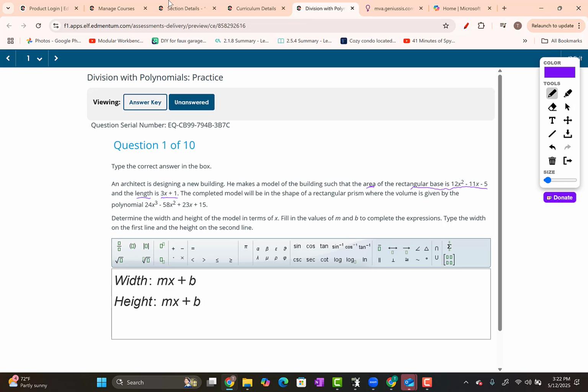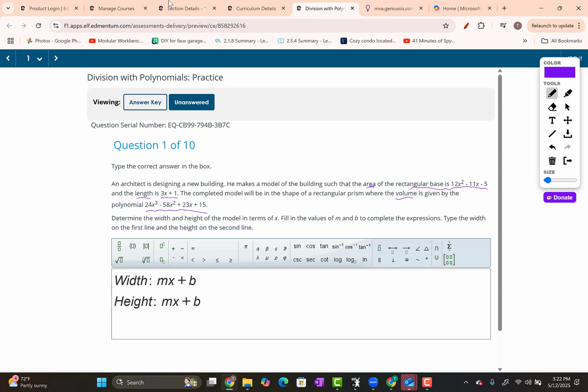The completed model will be in the shape of a rectangular prism where the volume is given by the polynomial 24x to the third minus 58x squared plus 23x plus 15. Again, that was the volume. Determine the width and the height of the model in terms of x. Fill in the values of m and b to complete the expression. Type the width on the first line and the height on the second line.